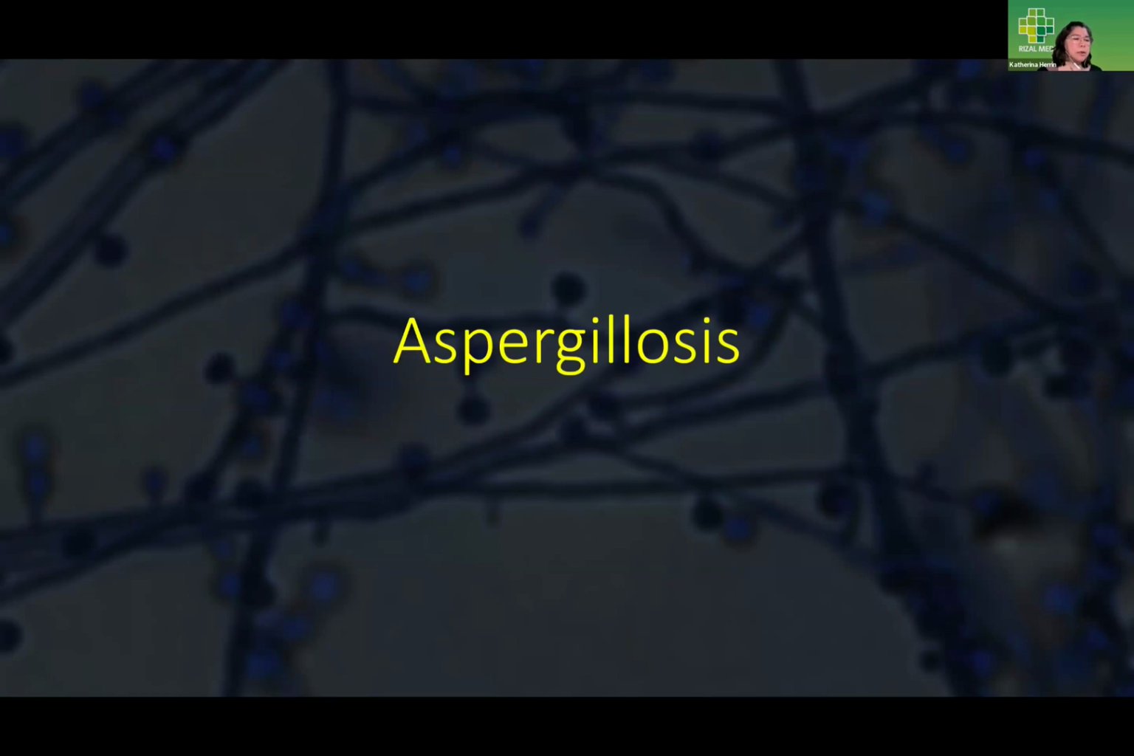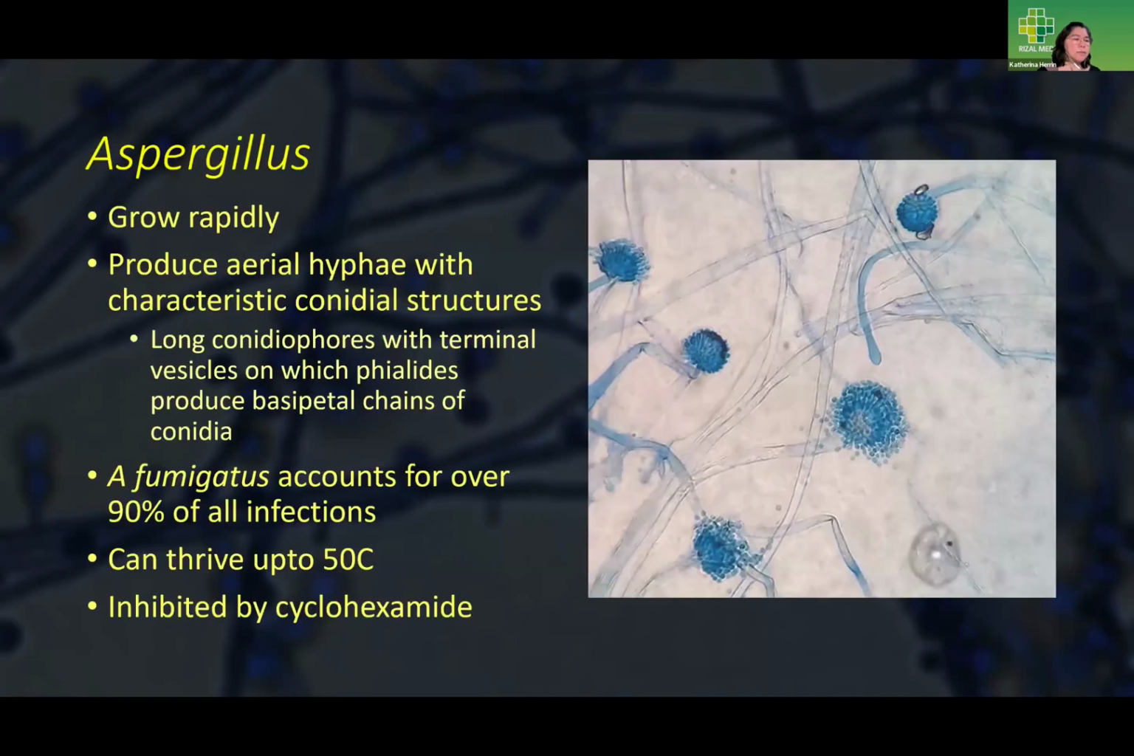Next is aspergillosis. Aspergillus species are ubiquitous saprobes in nature, with Aspergillus fumigatus as the most common human pathogen. Aspergillus species grow rapidly, producing aerial hyphae that bear characteristic conidial structures, which are long conidiophores with terminal vesicles on which phialides produce basipetal chains of conidia. Species are identified according to morphologic differences in size, shape, texture, and color of the conidia.